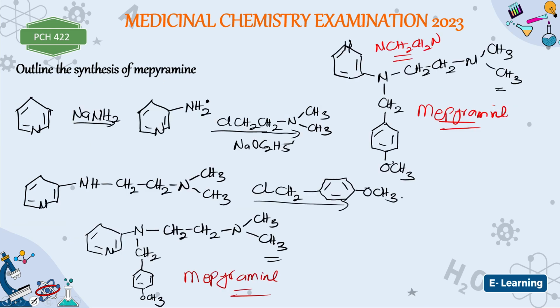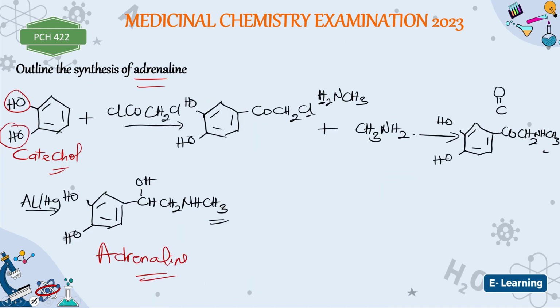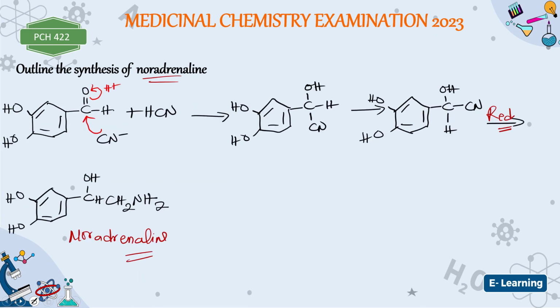Alright, what is the structure of adrenaline? This is the structure of adrenaline that we just synthesized. CO, which is CHO, correct, CH2, NH, CH3. So you see the difference between adrenaline and noradrenaline is that the CH3 here is not there in noradrenaline. Alright, the synthetic mechanism is quite different.